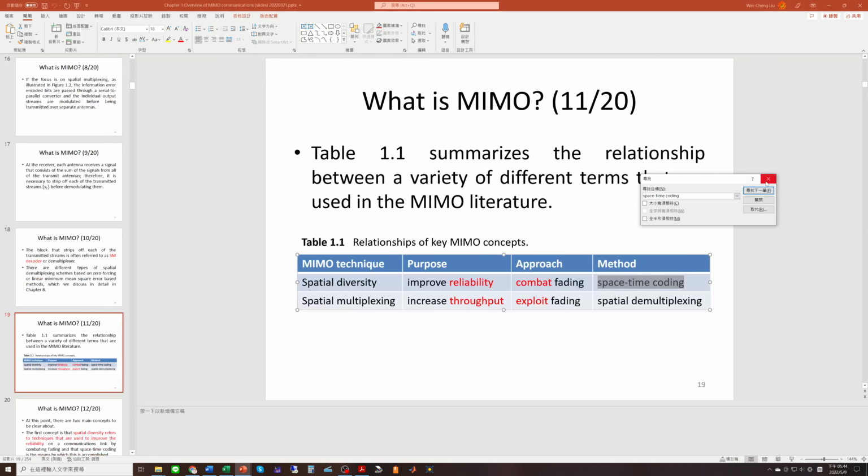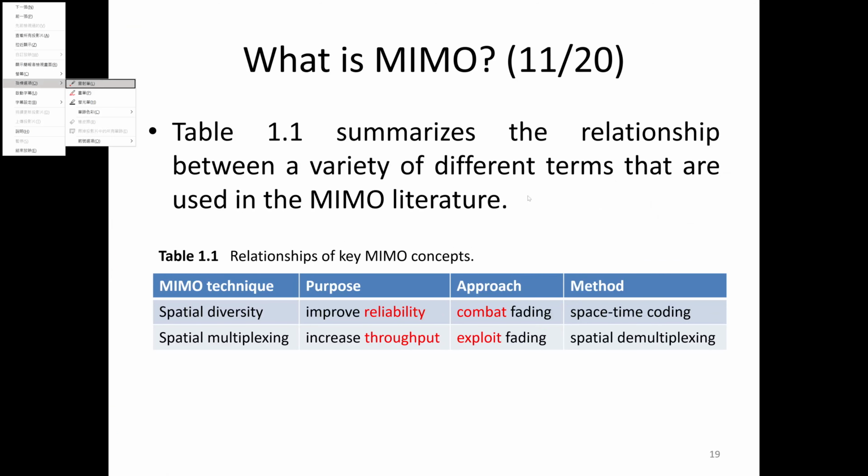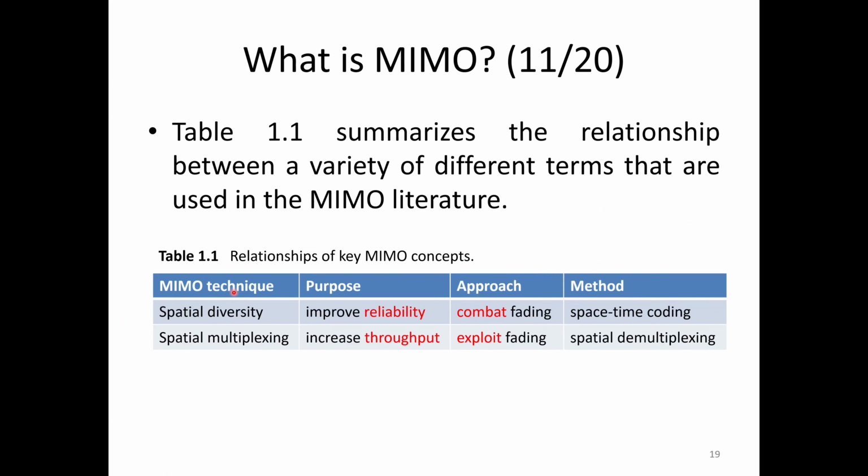Next. Good. In table 1.1, we can see that there are two MIMO techniques. The first one is spatial diversity, and the second one is spatial multiplexing. For spatial diversity, the method is to use space-time coding.